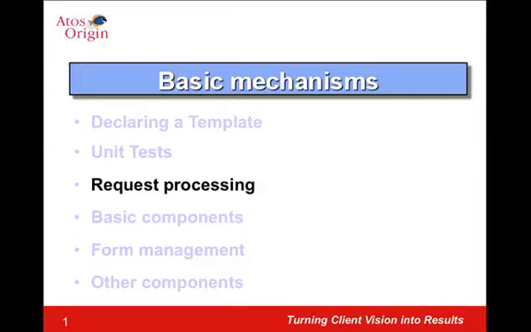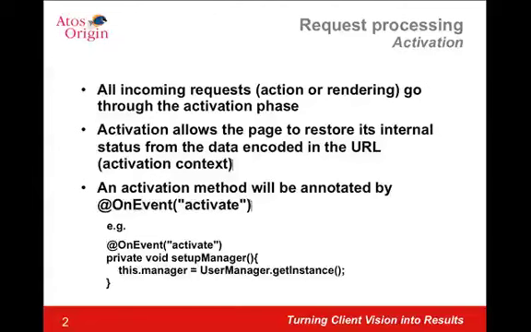In this part, we will have a look at the request processing provided by the framework. We will first use the activation and passivation mechanisms. The activation allows us to restore the internal status of a page thanks to the data available in the URL. We can implement a method for this step, and we will use the @OnEvent annotation with activate for the value parameter.